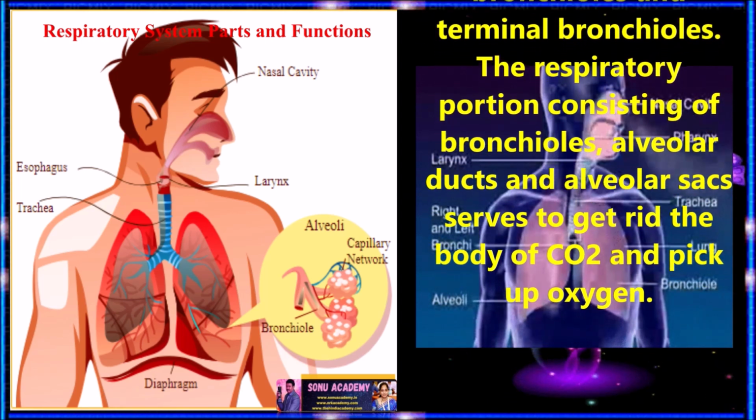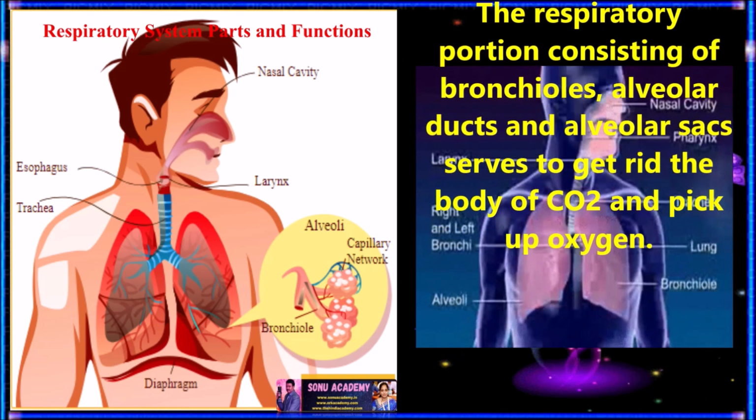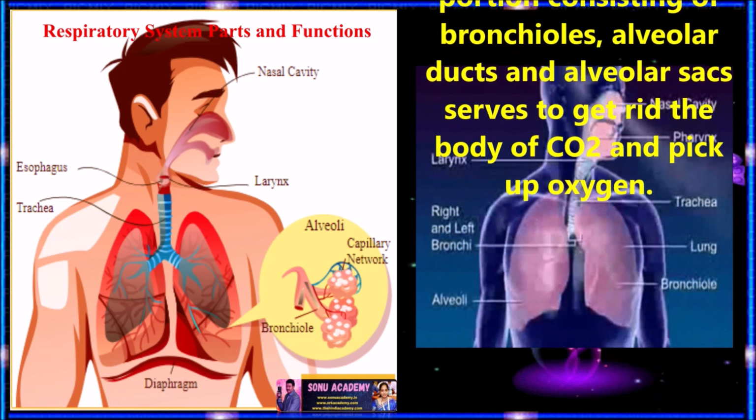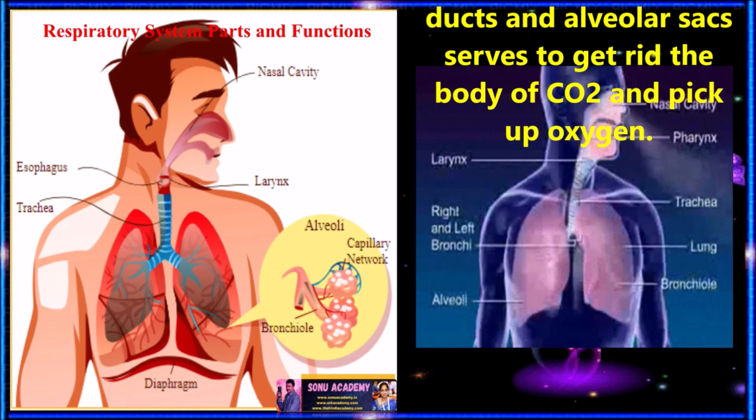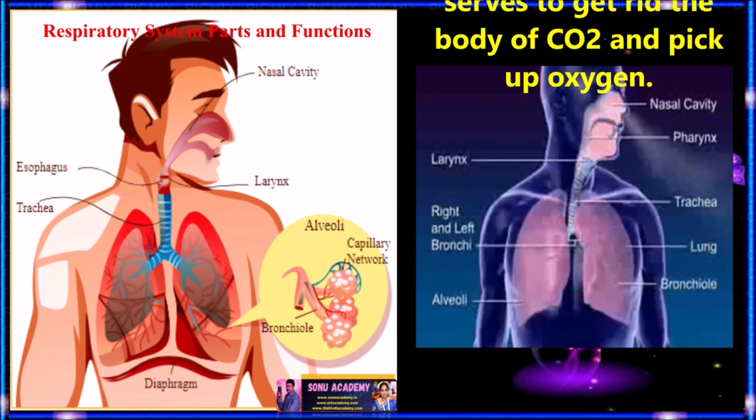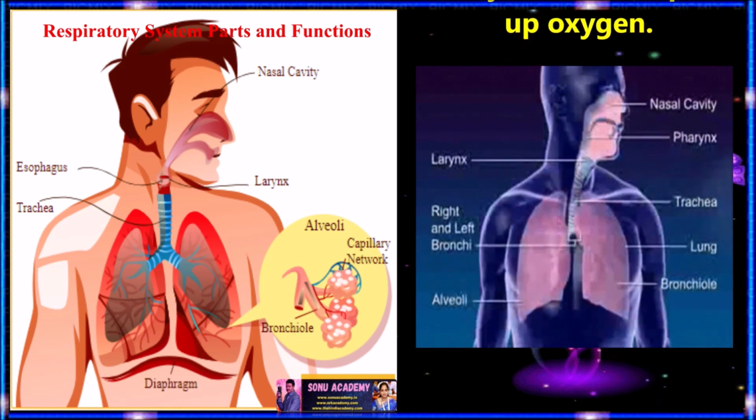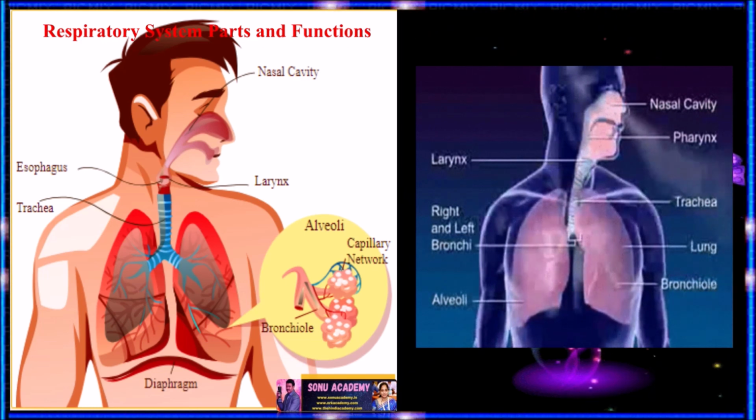Now let us see what the respiratory portion is. The respiratory portion consists of bronchioles, alveolar ducts and alveolar sacs, and serves to get rid of carbon dioxide from the body and pick up oxygen.